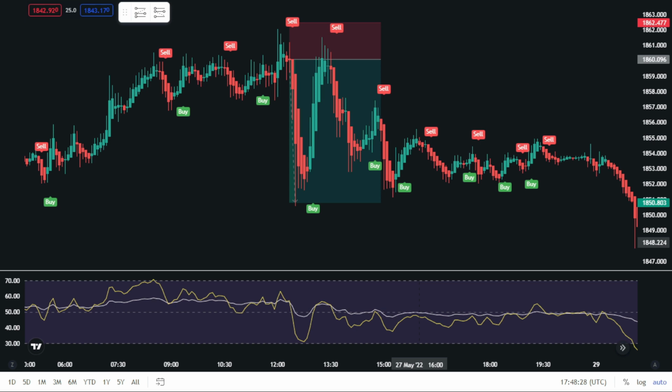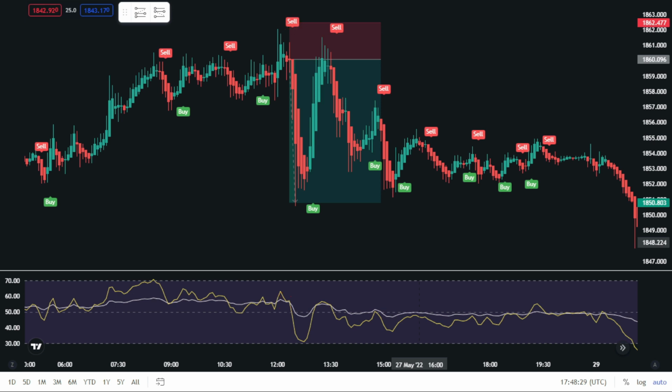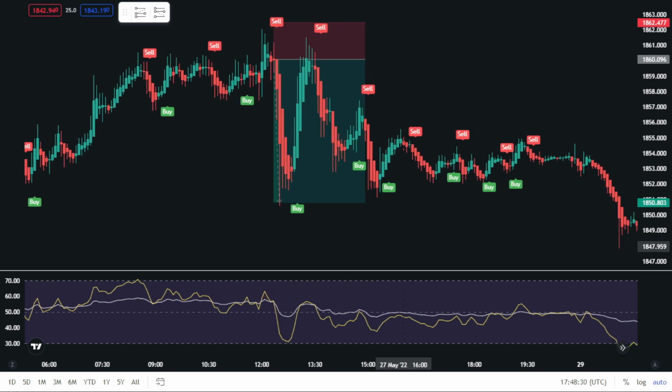In this first example, we have a sell signal. But in order for us to enter this trade, we need to wait for a confirmation from the RSI indicator. The condition is that the RSI 25 must be above the RSI 100. And our entry will be right after the cross between the two indicators. Let's try to find another trade.